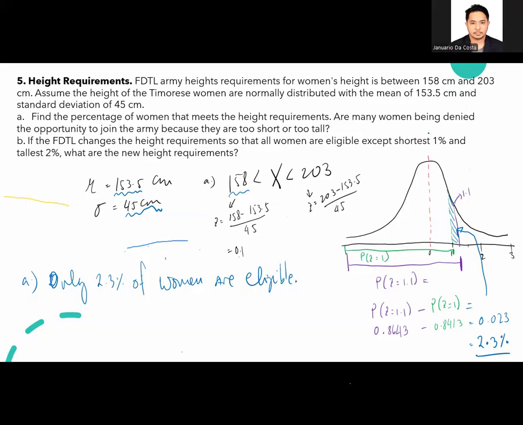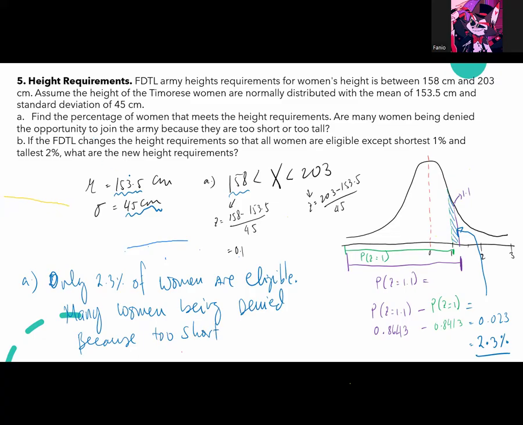Okay, the point. Are many women being denied the opportunity because they are too short? Why too short? Because the mean height is 153, and the requirement is 158. That's why. So that's the answer for question letter A.